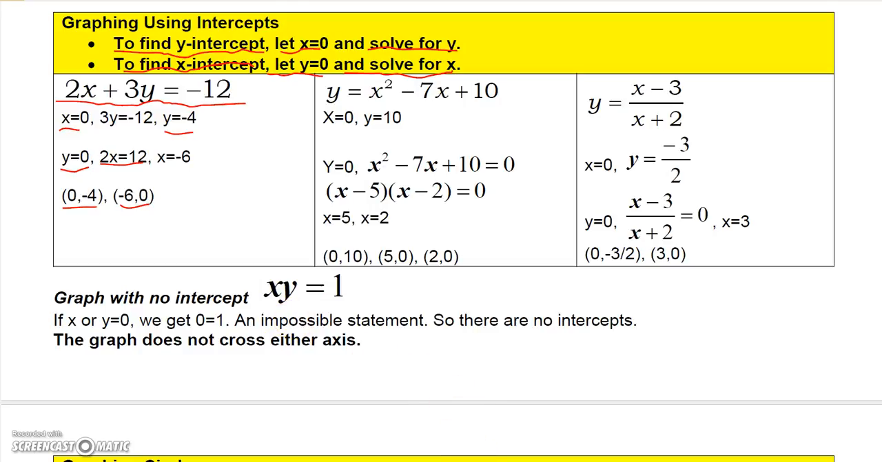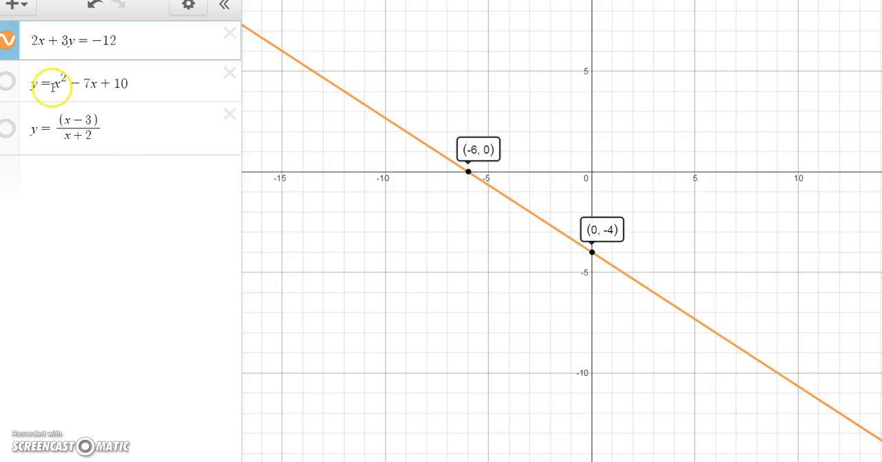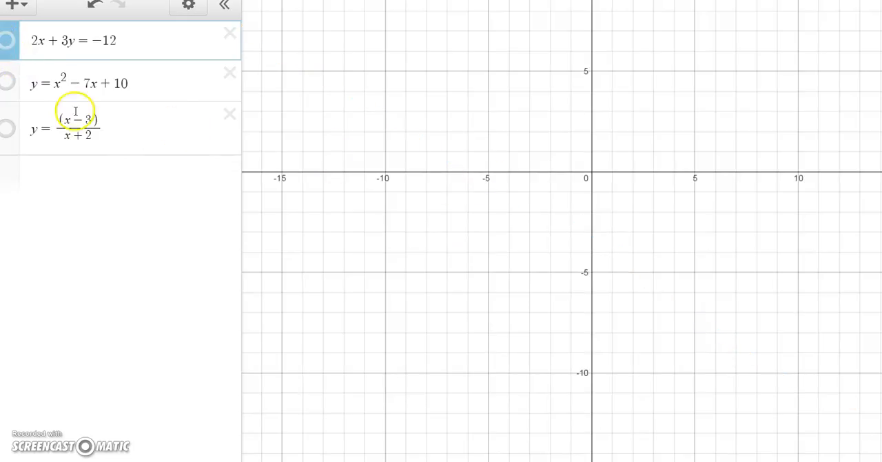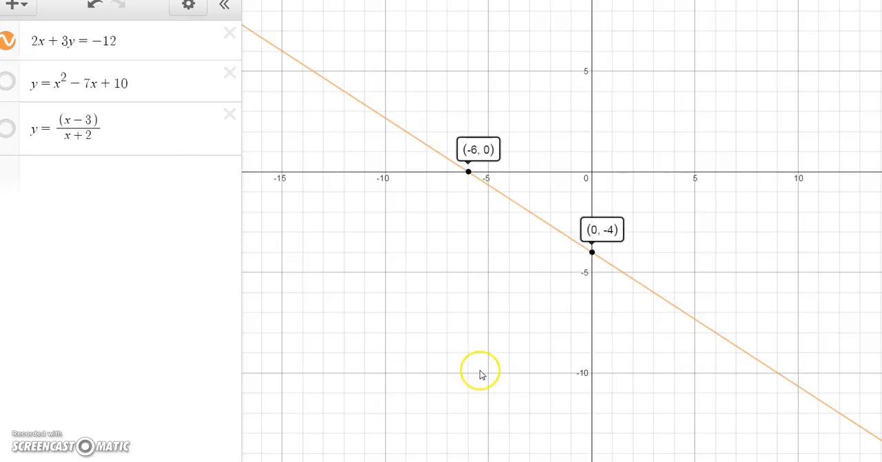So again, I take my graph paper, get some graph paper, find the point (negative 6, 0), plot that point, and then find the point (0, negative 4), and plot that point, and then just draw the line that goes through those 2 points. And when you're done, you'll have this right here, and you'll see that the line goes through those 2 points. So very simple to graph a line using x and y intercepts.